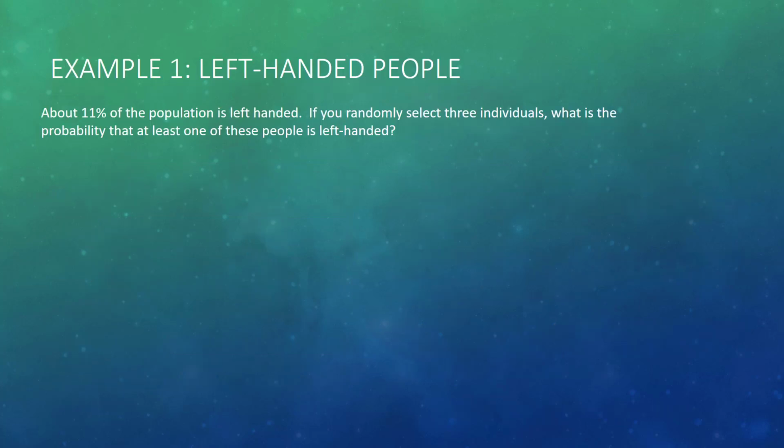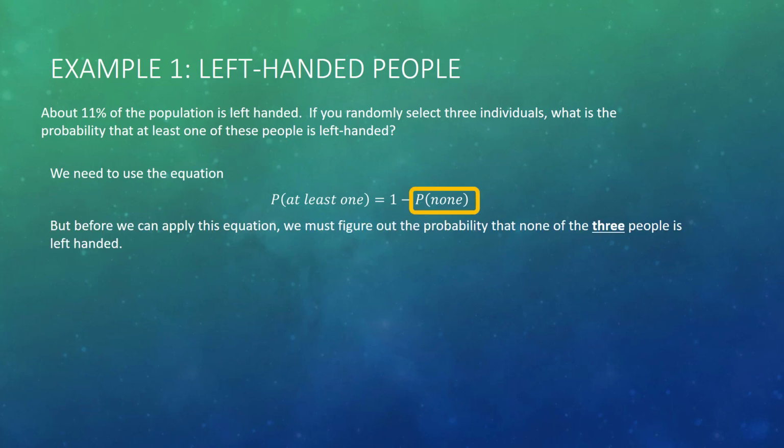Let's get started on our first example. About 11% of the population is estimated to be left-handed. If you randomly select 3 individuals, what is the probability that at least one of these people is left-handed? So we're going to be using the equation, the probability of at least one is equal to 1 minus the probability of none. But before we can apply this equation, we have to figure out what the probability of none is.